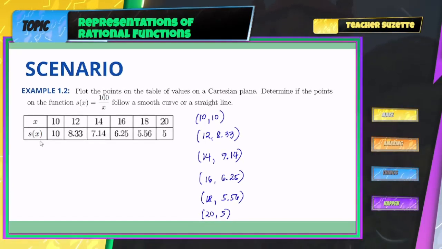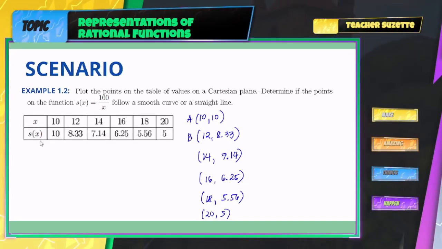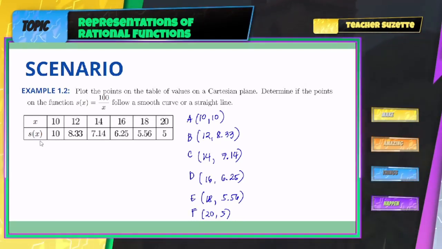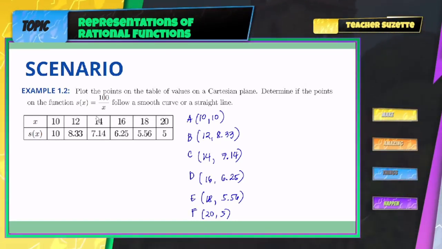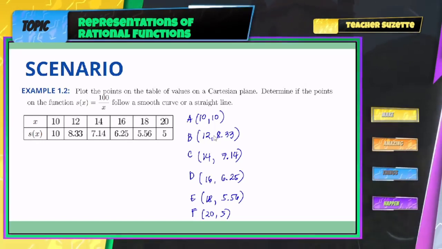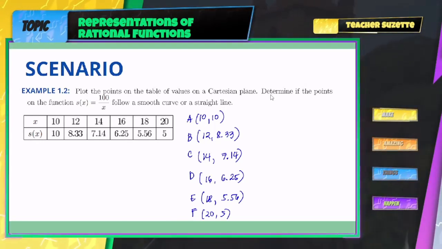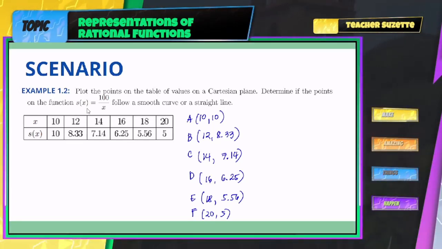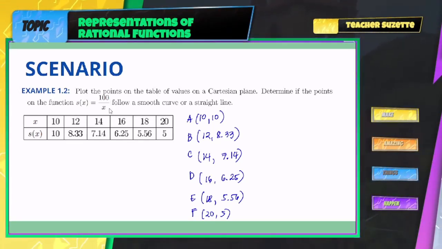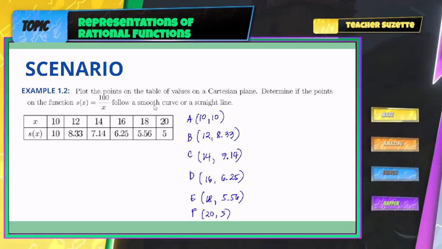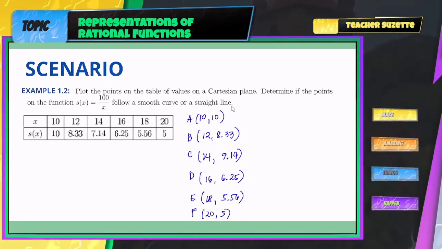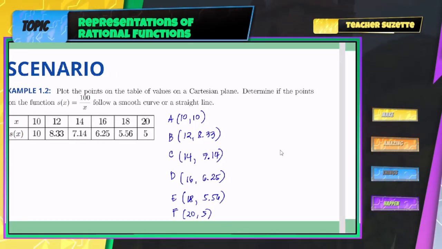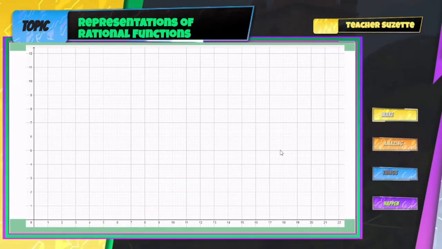We can name these points, let's say point A, B, C, D, E, F. So, now, we can plot these in our Cartesian plane. But it says here, let's determine if these points of the function s of x is equal to 100 over x follow a smooth curve or a straight line. So, we can answer this one by plotting our points in a Cartesian plane.